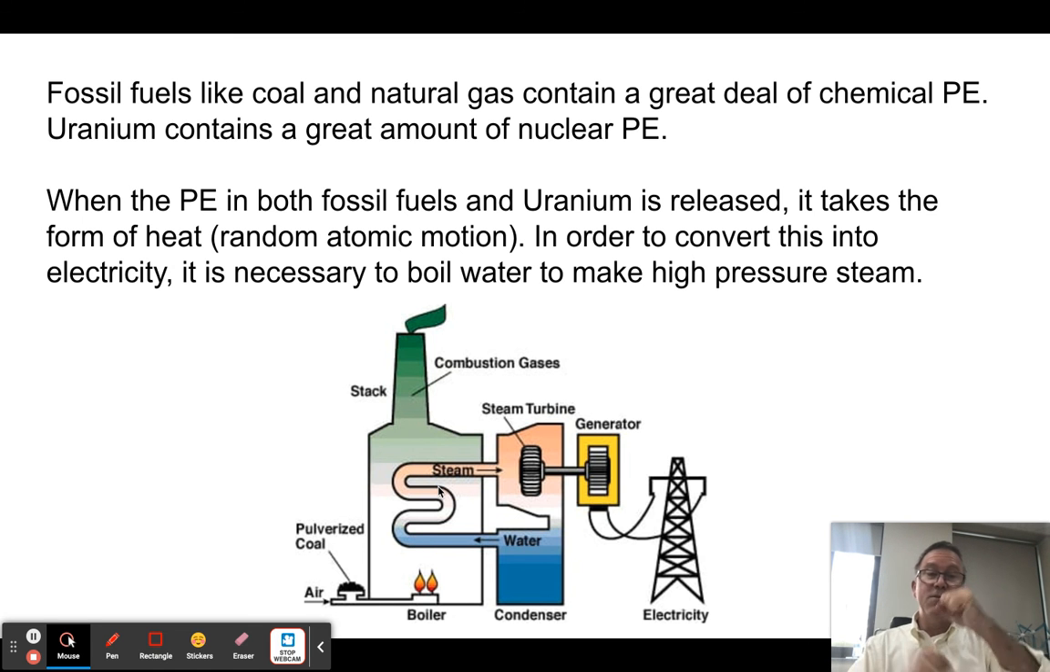Because remember, heat is just randomly moving molecules. But when you build up steam, it makes pressure, and you can direct pressure to go which way you want. And so I take the pressure of the steam to turn this propeller-like device, and that turns my generator, and that makes my electricity.